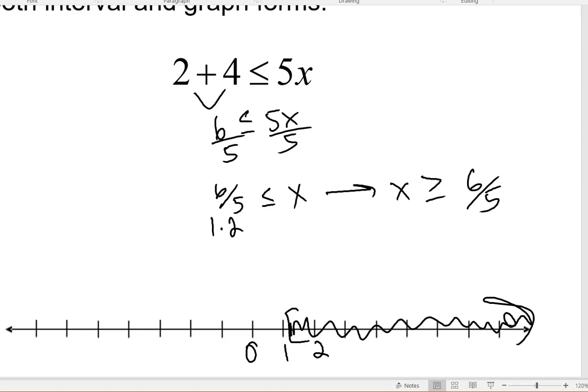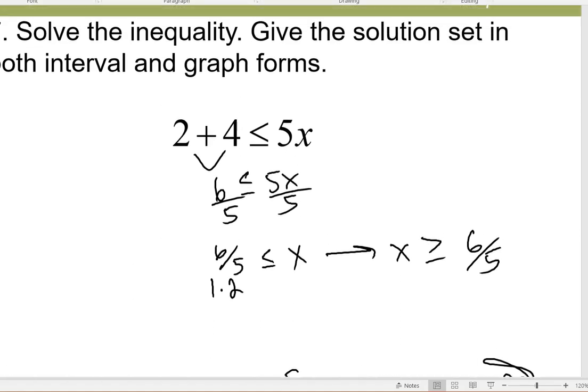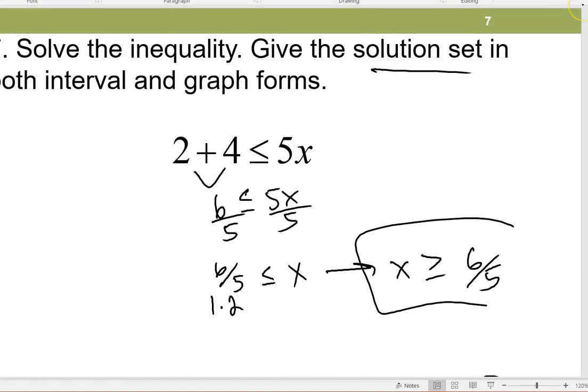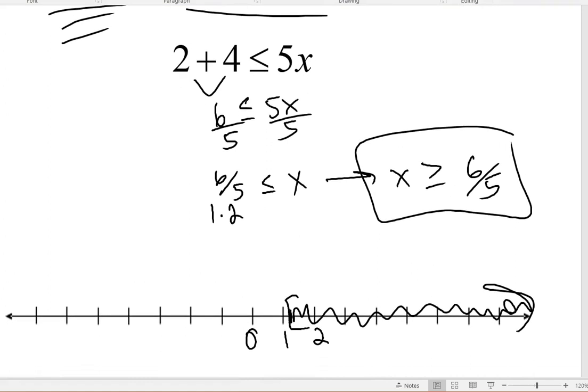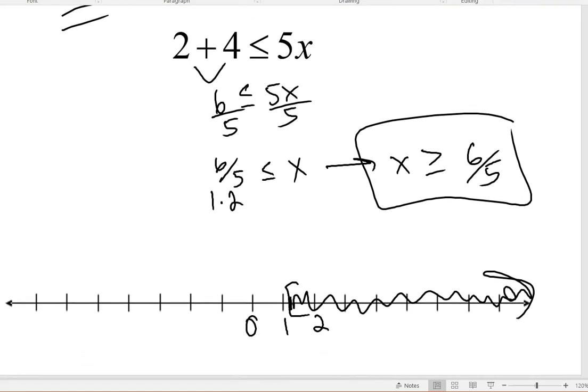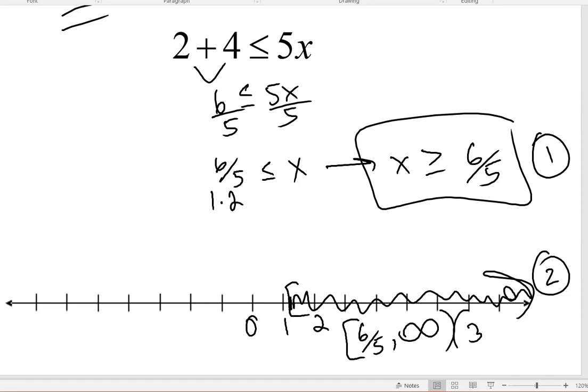Better make sure I did the full instructions because I don't think I did. We got the solution set algebraically. We got the graph form. Do not forget the interval. On the test, if I ask for this, there should be 3 answers. Algebra, graph, and interval, starting at 6/5 as our minimum, and positive infinity as our maximum, with a parenthesis. Okay, so there should be 1, 2, 3 answers on these. Don't throw away some easy points on the test.